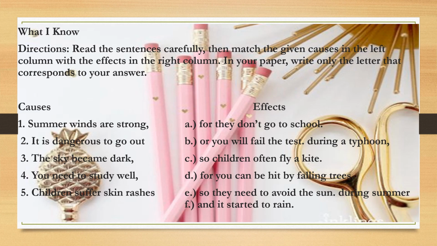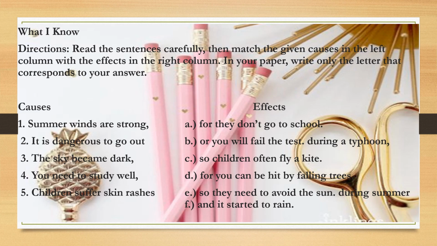What you know. Read the sentences carefully, then match the given causes in the left column with the effects in the right column. In your paper, write only the letter that corresponds to your answer. So for the causes, number 1, summer winds are strong. Number 2, it is dangerous to go out. Number 3, the sky became dark. Number 4, you need to study well. And number 5, children suffer skin rashes.